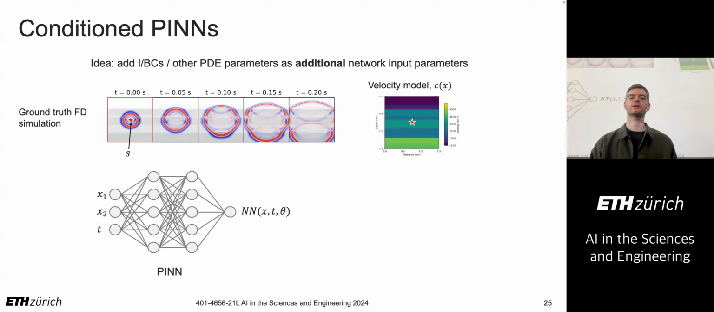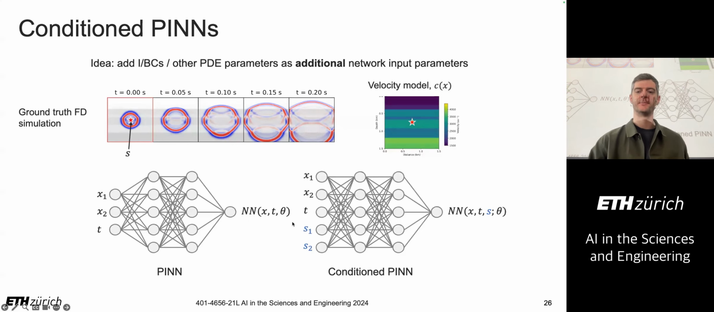One big idea is conditioning the PINN on additional inputs. It's a very simple idea. Instead of having to retrain our PINN for every new initial condition or boundary condition, why don't we just add those initial conditions or other PDE parameters that we want to solve across as additional inputs to the network? Let's think about this seismic simulation task again. This is our standard PINN, where the only inputs to the network are the coordinates and the time value, and the output is the seismic pressure, essentially.